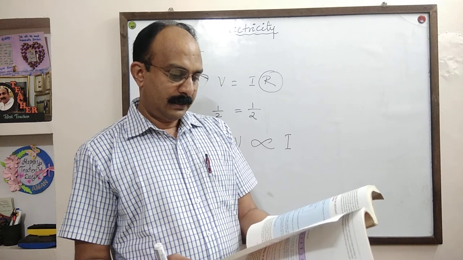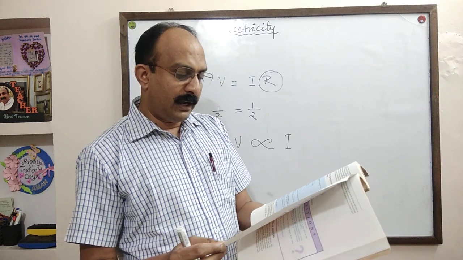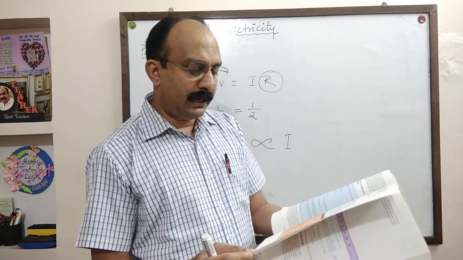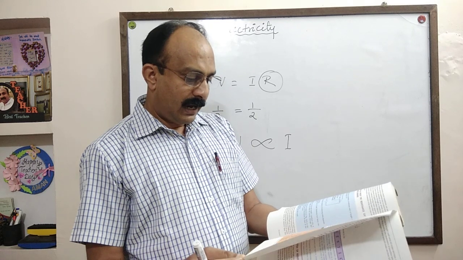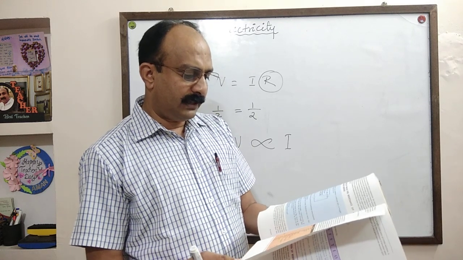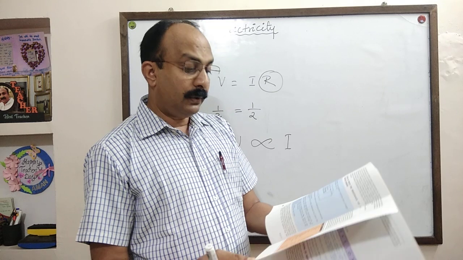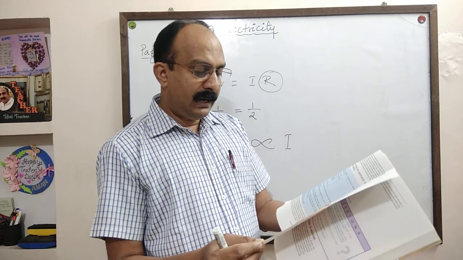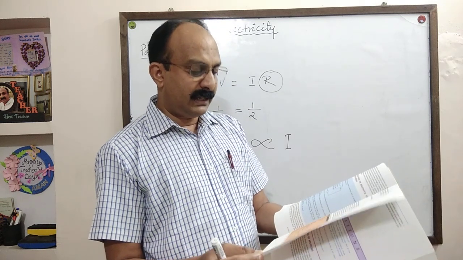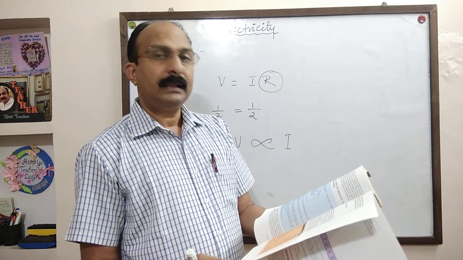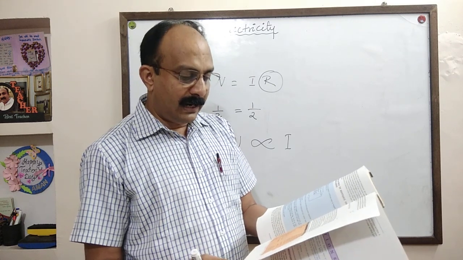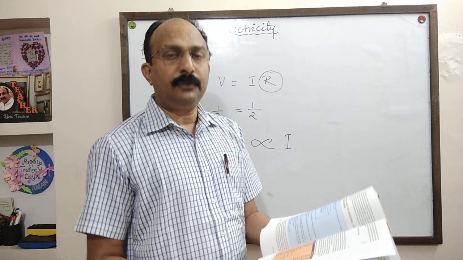Iron, the resistivity value of iron is 10 into 10 raised to minus 8. And where can you see mercury? Mercury is below iron, 94 into 10 raised to minus 8. So, the resistivity value of iron is lesser than that of mercury.